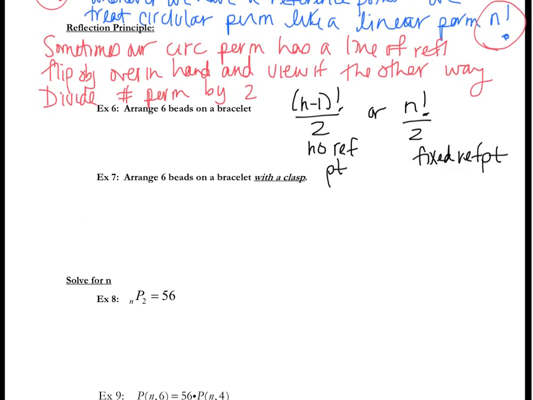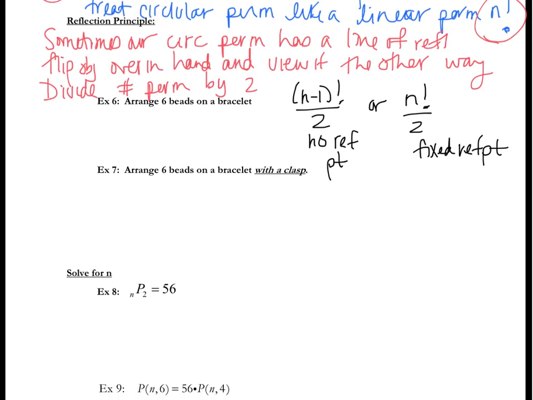So let's talk about keywords that we want to read for as we're looking through this. In number 6, we see that we have 6 beads on a bracelet. First of all, no mention of a specific reference point. Therefore, we are going to do the (n minus 1) factorial. However, a bracelet, you can easily turn that over in your hand. So we need to divide by 2, giving us 5 factorial divided by 2, which if we were to solve that would give me 60.